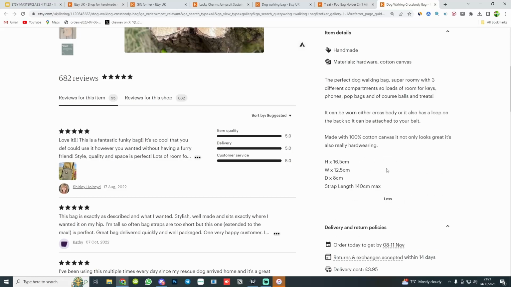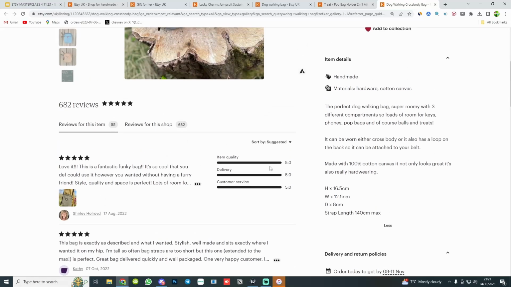Let's read the description. Okay, this description is pretty rubbish. I'll talk to the VIP guys at the end about descriptions in full, because there's some pretty good stuff you can put in here that isn't here.